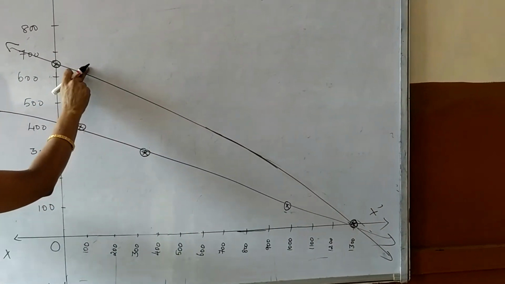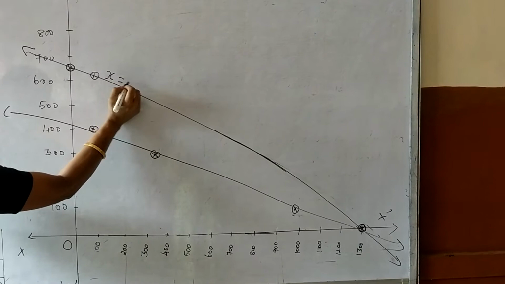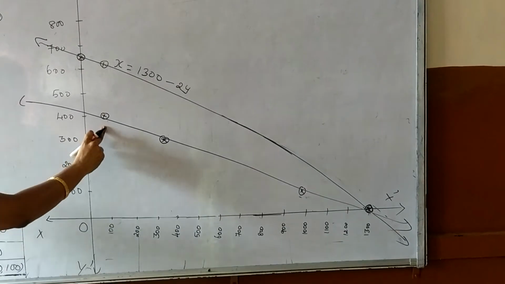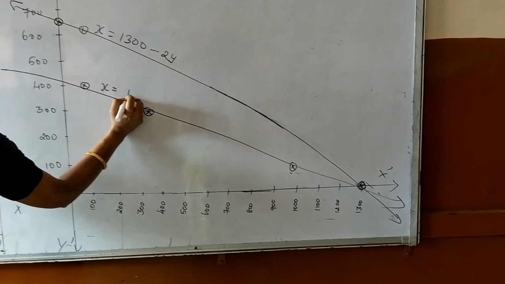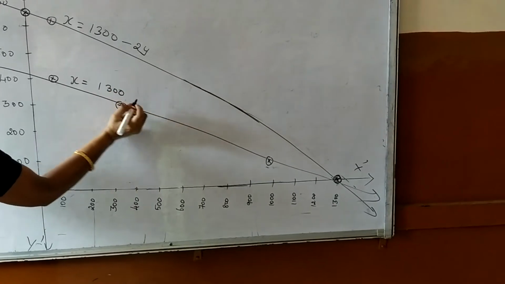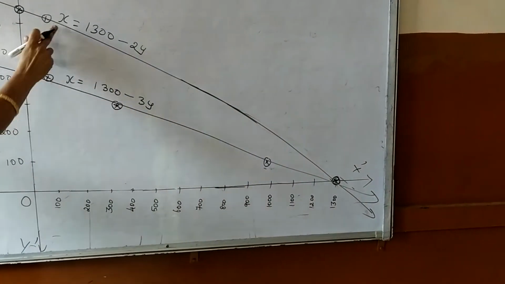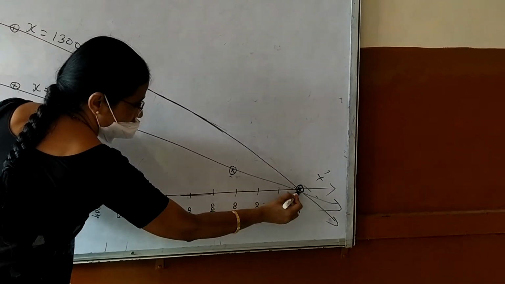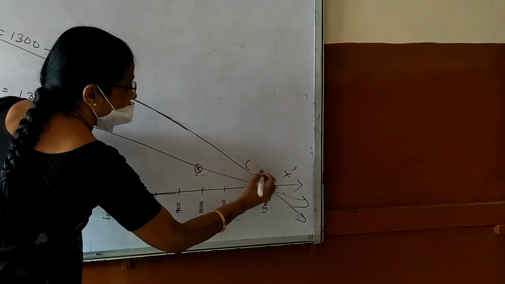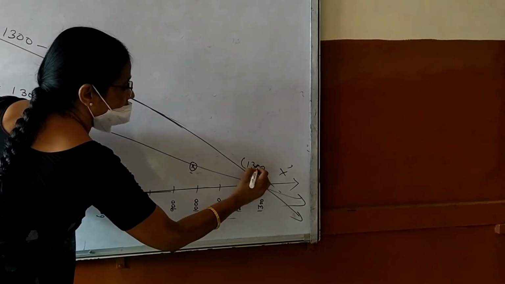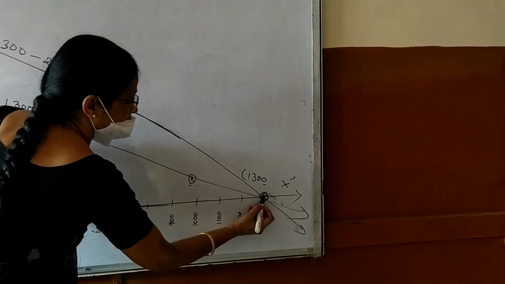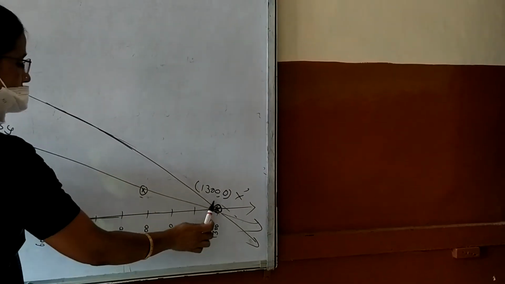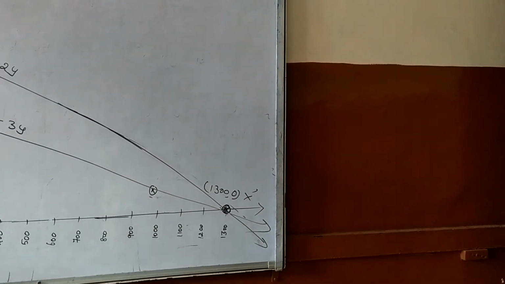So the first equation we got is x is equal to 1300 minus 2y. The second equation we drew was x is equal to 1300 minus 3y. So we got two straight lines. You can see here the two straight lines intersect at this point. So this is the solution set. Here you can see the x value is 1300. Because the point lies on the x-axis, we know the y value is 0. Therefore, the answer is 1300 and 0.